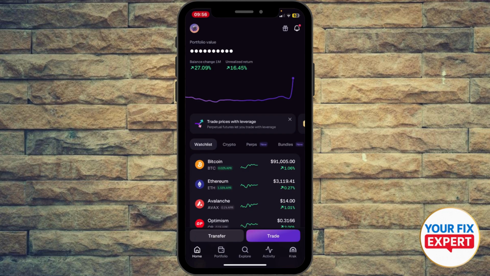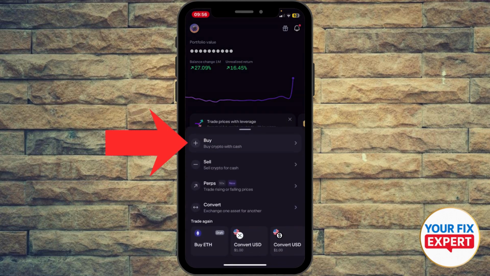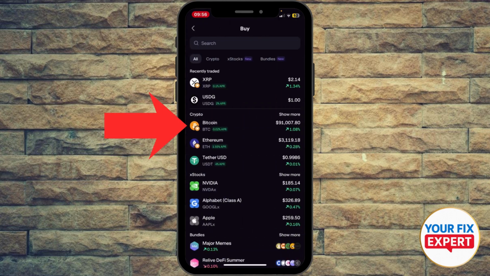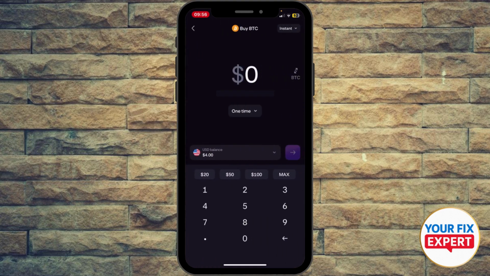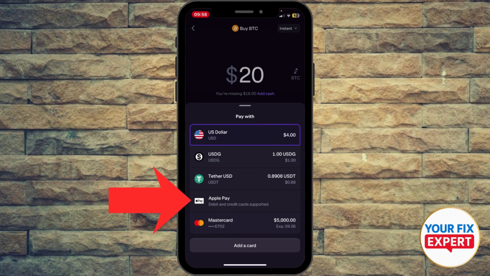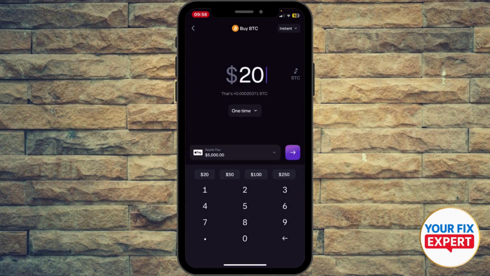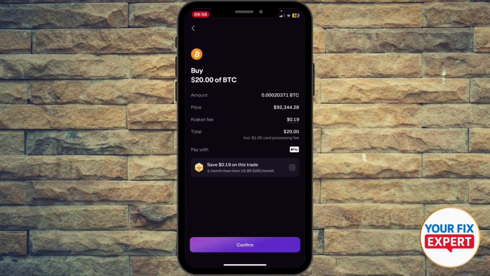So if you want to deposit cash, as if you're paying with your bank account or Apple Pay, all you've got to do is hit Trade at the bottom right, press Buy, and select your crypto. Let's say Bitcoin, and I want to buy, let's say not $5, let's say $20. Instead of USD balance, I'm going to select Apple Pay, for example, and hit Continue. Now you're buying $20 of Bitcoin. Basically, that's how you deposit funds.